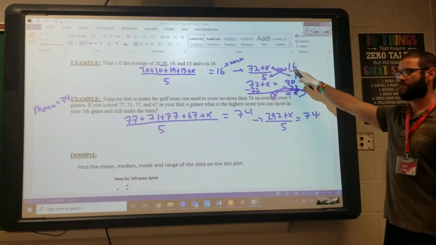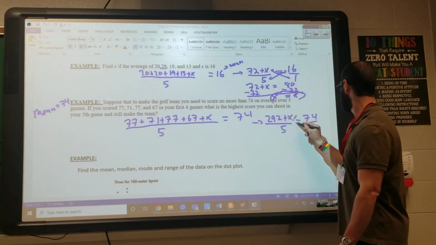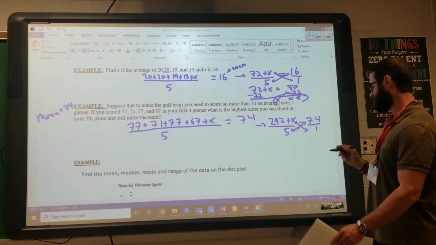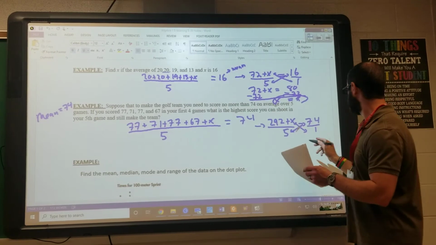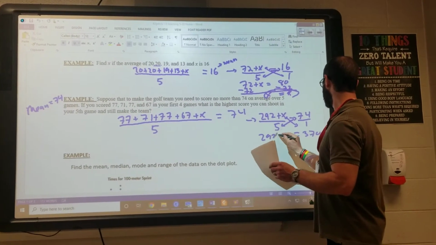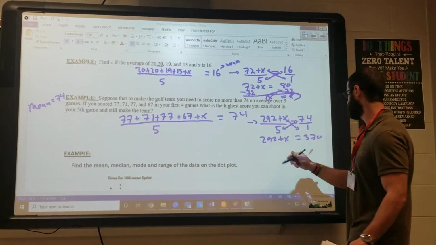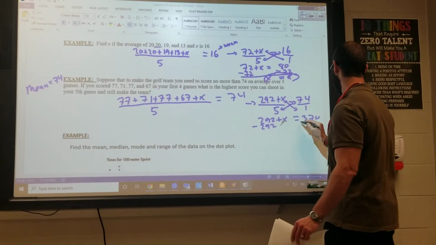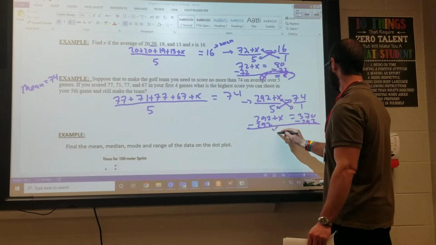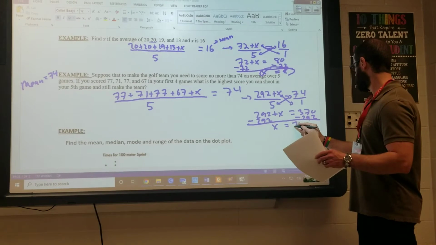Just like I did for the one up here, I'm going to put 74 over 1, then cross multiply. So 74 times 5 gives us 370, and then we have 292 plus x. All I have to do to solve that equation is subtract 292 from both sides. And I'm going to get a score, I'm going to need a score of 78.